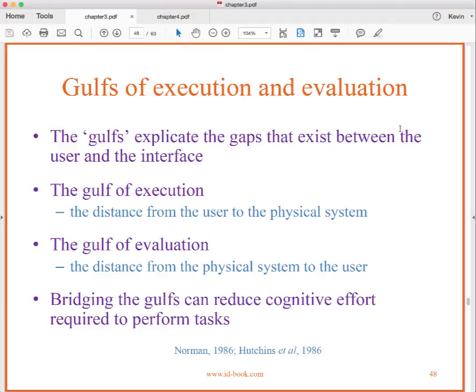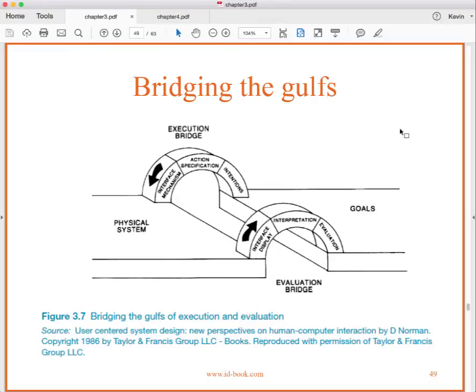Now here's a part of the chapter that I really like because it's one of these kind of observations that you kind of know but you don't know. Okay, we're talking about these gulfs of execution and evaluation, and there's a diagram that goes with it here. So we have a physical system. And we've got goals. Okay, so the physical system would be our system, and the goals would be our user. Okay, that has the goals.